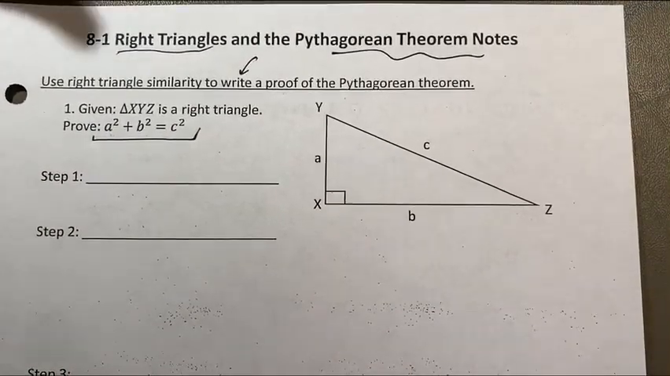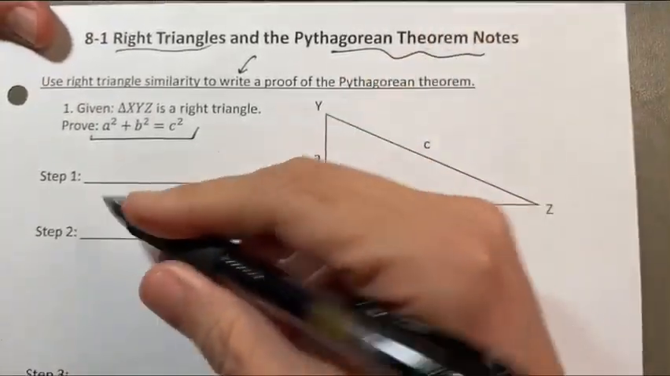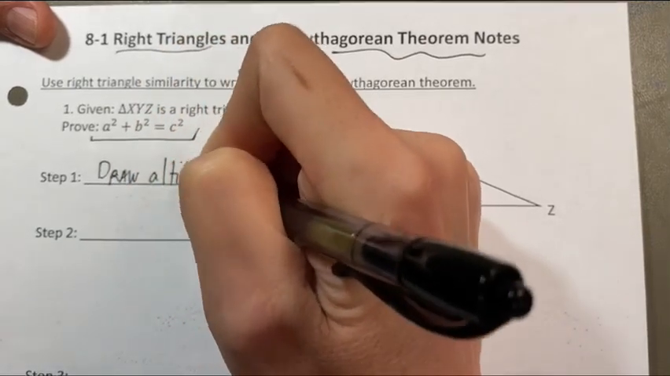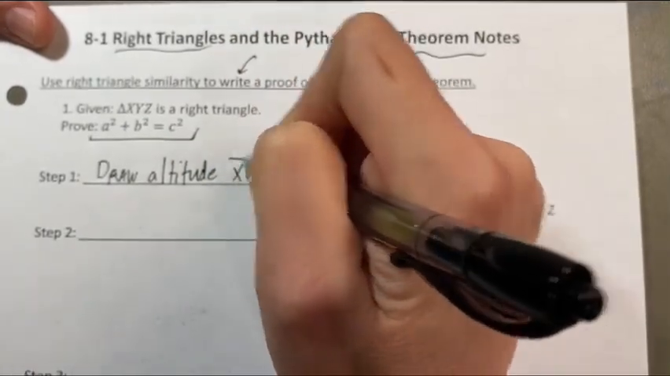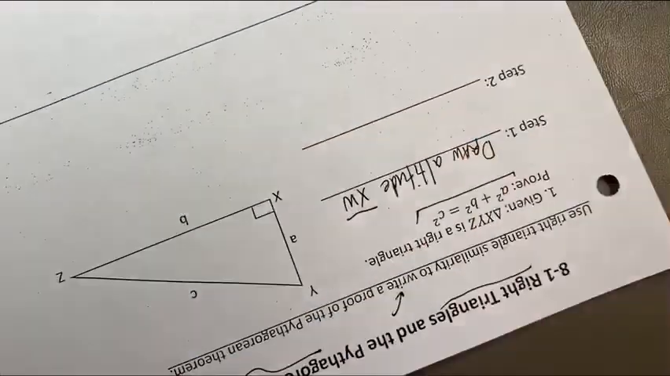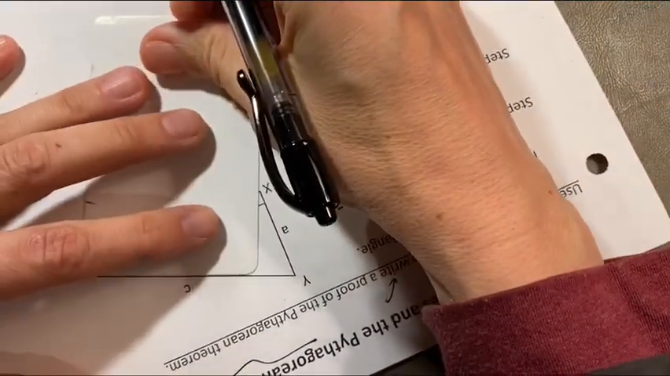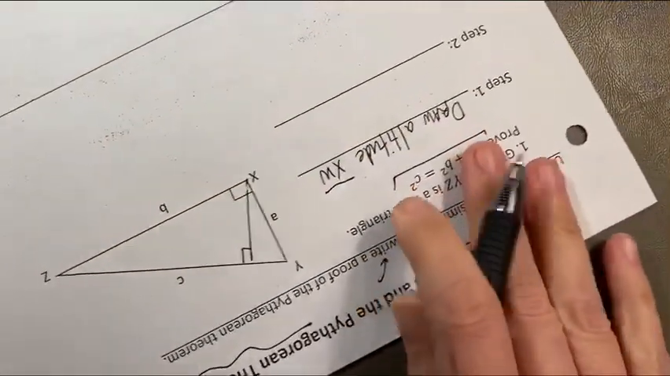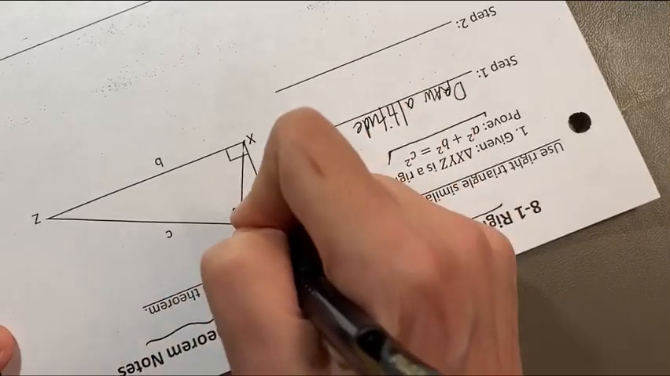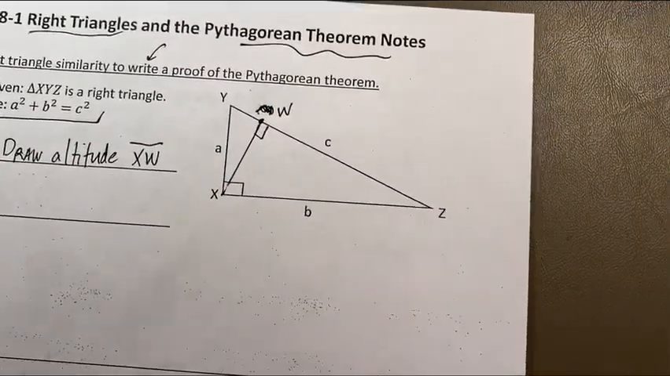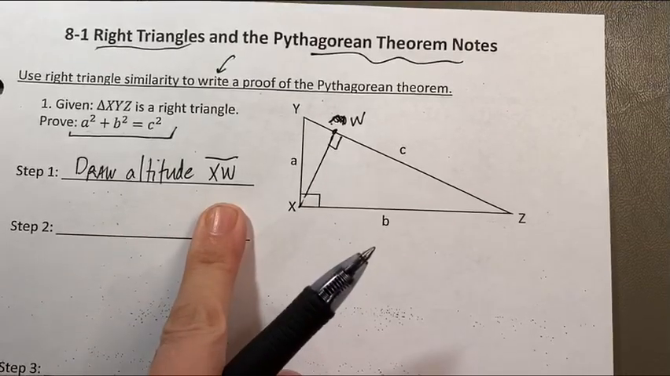Okay, so the first step in this proof is I have to draw an altitude XW. Here's X, but I've got to draw an altitude. So I need to flip this thing on its base, right? And drop an egg from X. So I'm just going to line this up, splat. I get an altitude, and I'm going to call that point W. Now when I flip it upside down, it looks like an M. So step one, draw an altitude XW.